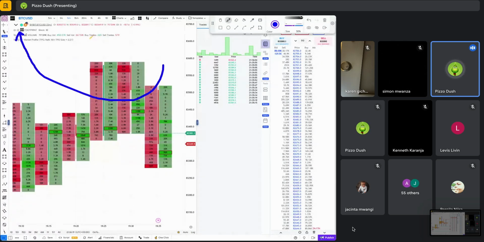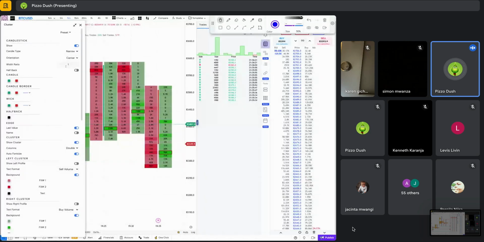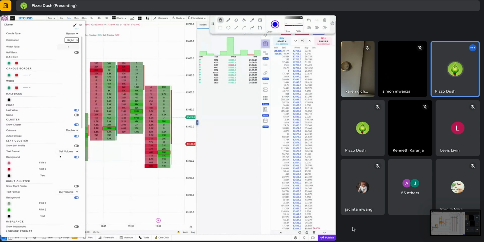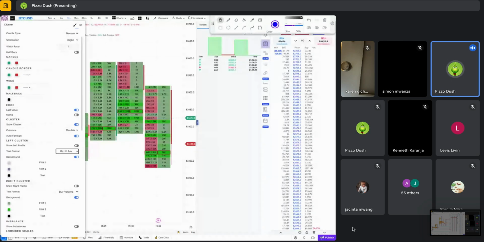Now click on the settings on the footprint. After you click on the settings, on the candle type leave it narrow. Orientation, let's set it to right. Make sure orientation is right like that. After setting orientation to the right side, come here to text format. You see this text format. Here don't use marker, it will disappear. In text format put bid and ask. Bid and ask. I hope you can see that.